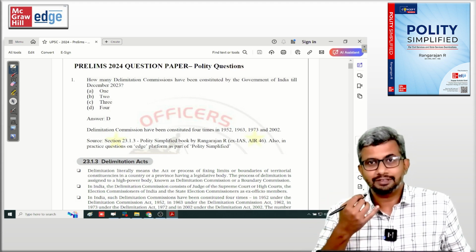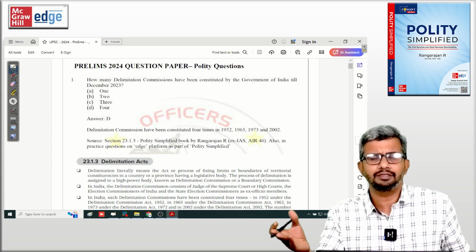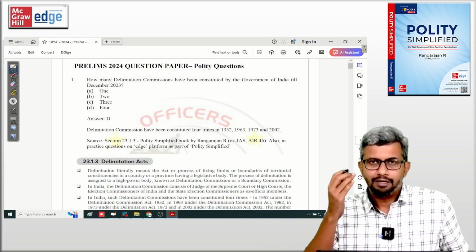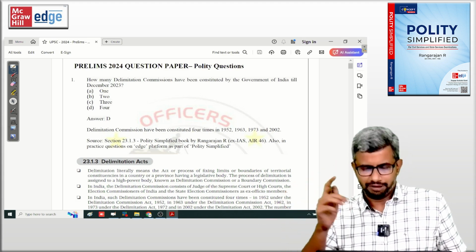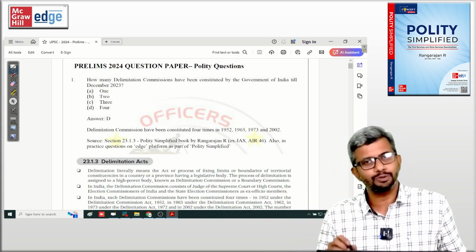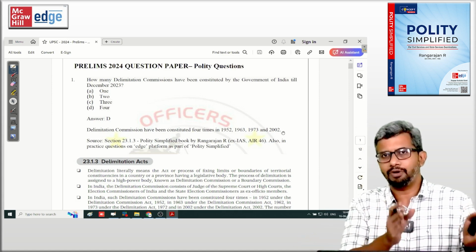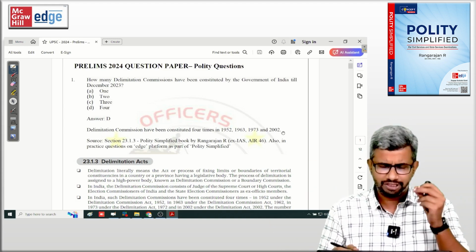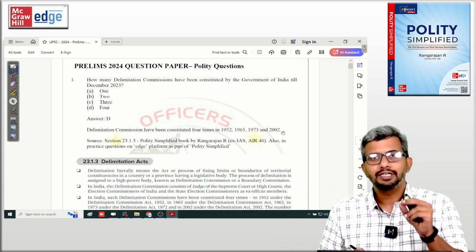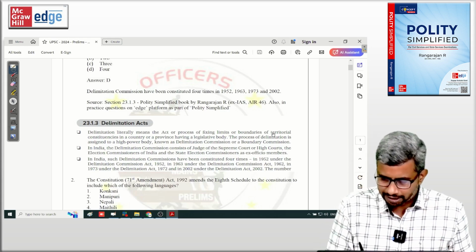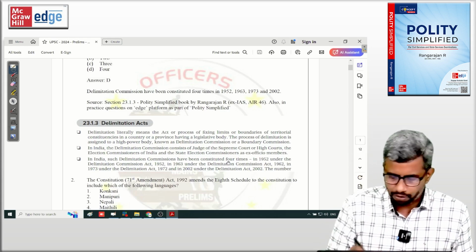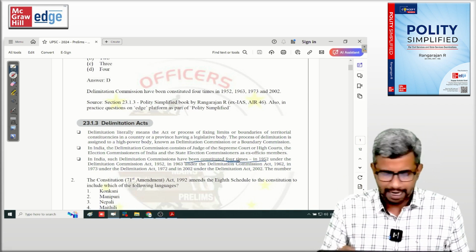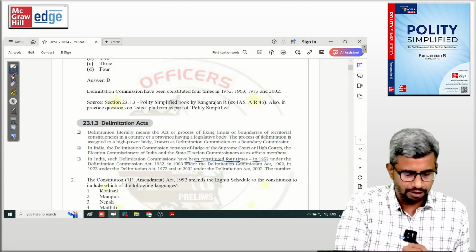So first question, straightforward. Different sets may have it in different numbers. So I'm just discussing the 18 questions one by one. Delimitation commissions, 4 delimitation commissions: 1952, 1963, 1973, 2002, right? First 3 were for number of seats, fourth one was only for redrawing the boundaries and for determining SC and ST seats. Straightforward. In my Polity Simplified book, chapter 23, political system, it is clearly mentioned that the Delimitation Commission has been constituted only 4 times. So that makes the answer straightforward.